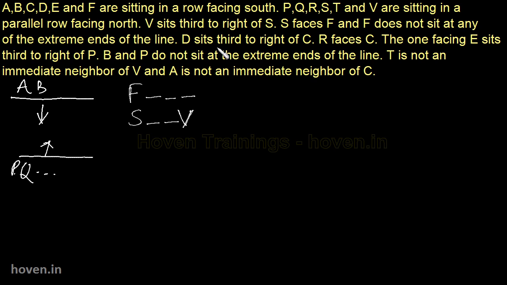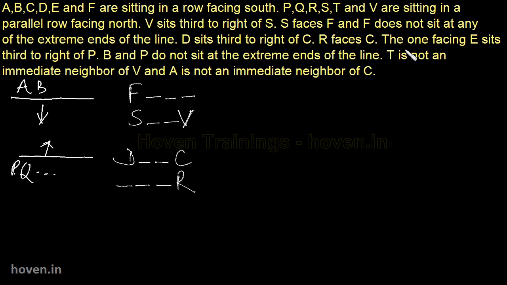Then he says D sits third to the right of C. So we should now draw another here, D space space C. Now why is it so? Because C is facing in the downward direction, D sits third to the right of C. C is facing in the downward direction, so D will be to its right and it will be two places away. That is, it will be third to the right of C. And he says R faces C. On the lower side, R will come here. And these three spaces are for somebody opposite D and somebody opposite here, somebody opposite here.